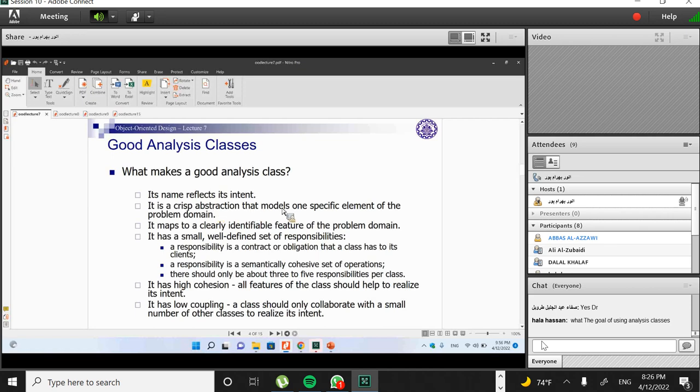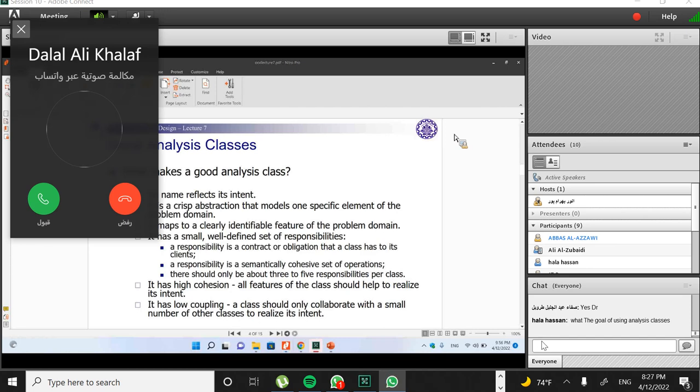Okay, it's a crisp abstraction that models one specific domain. For example, an ATM class in an ATM system models those abstractions that are needed in the ATM case study.